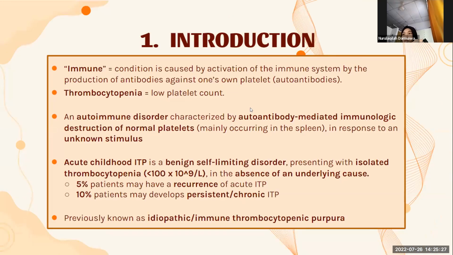So first one is introduction. From the name itself, immune thrombocytopenia. Immune in this case is a condition caused by the activation of the immune system by the production of antibody against our own platelets. Due to that, it leads to a low platelet count, which is thrombocytopenia. So ITP is considered an autoimmune disorder, characterized by autoantibody-mediated immunologic destruction of normal platelets. This mainly occurs in the skin and in response to an unknown stimulus.